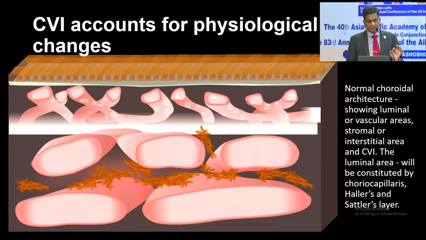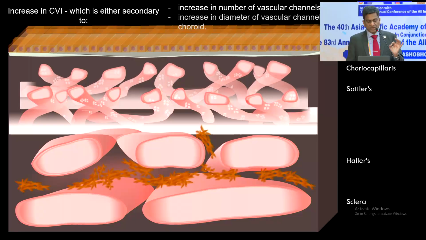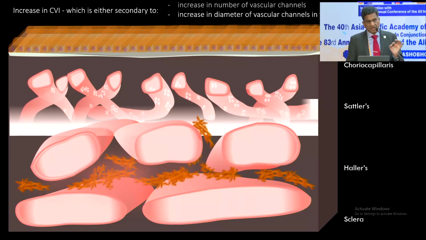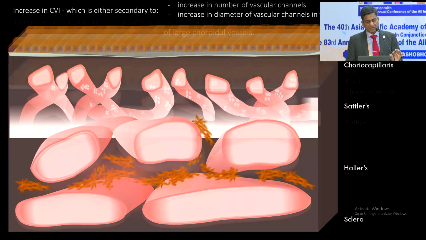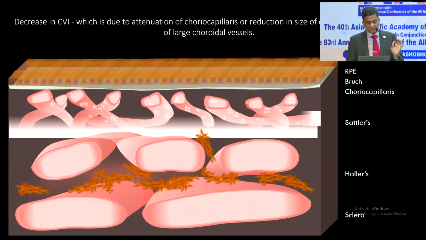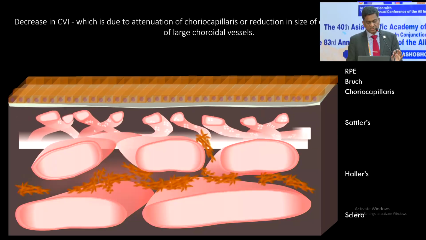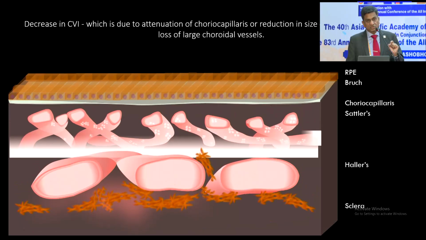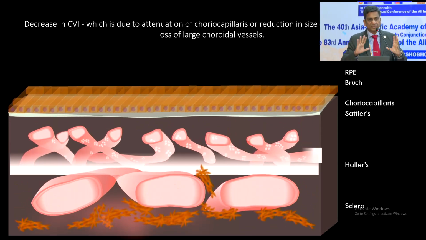Just to give you an idea about what can happen in the choroid when it goes wrong: an increase in choroidal vascularity can be because of an increase in the number of channels or an increase in the diameter of the channels, as shown in these two cartoons. The decrease can be because of the loss of vessels, either the larger ones, the choriocapillaris, attenuation of the choriocapillaris, or the loss of the bigger vessels. So one of those can happen.